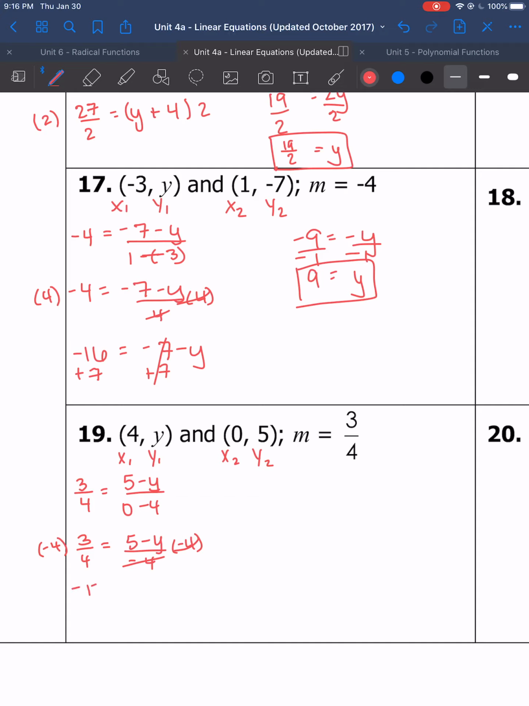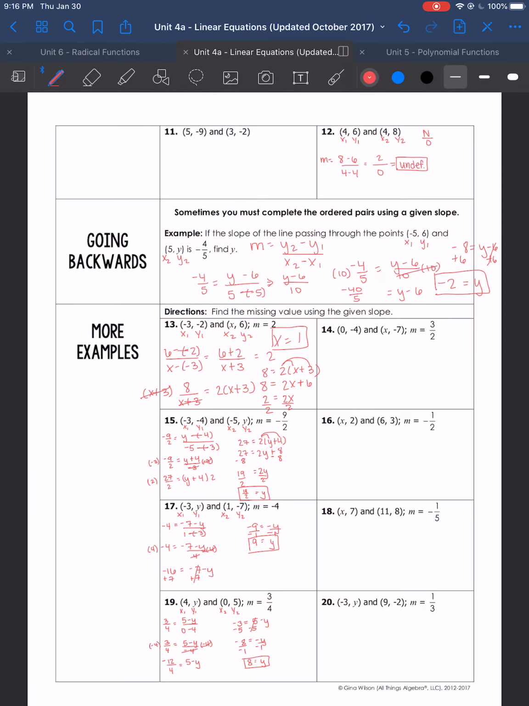So 3 times negative 4 gives me a negative 12 over 4, and I have 5 minus y. So negative 12 over 4 does simplify nicely, and gives me negative 3. And then I have 5 minus y. And so then I'm going to subtract the 5. Negative 8 equals negative y. And then divide by negative 1. So y equals 8. So that's how you go backwards using your slope formula.